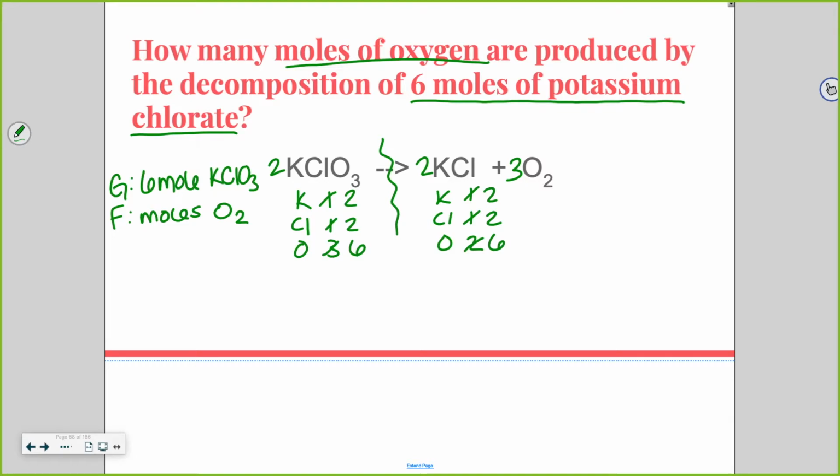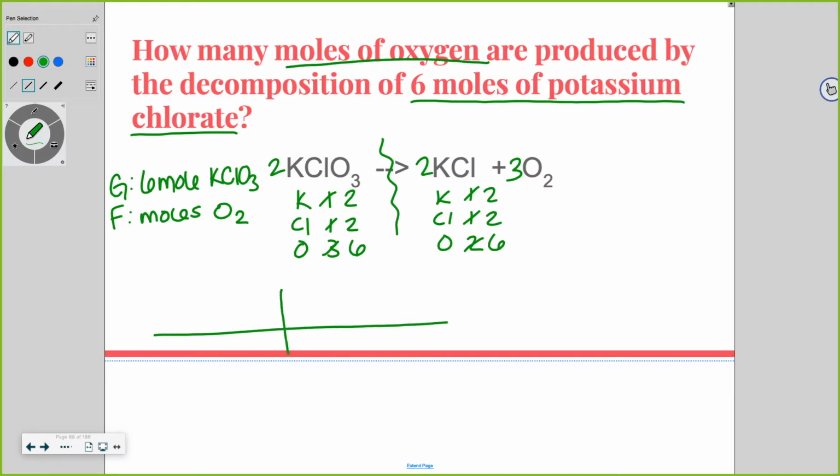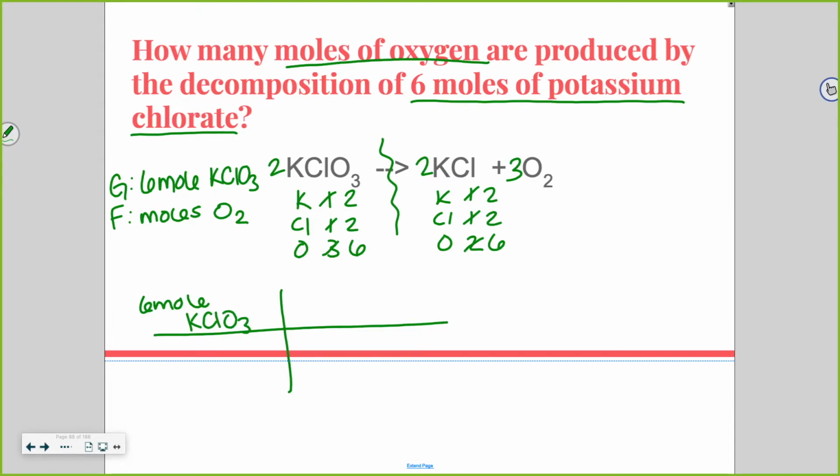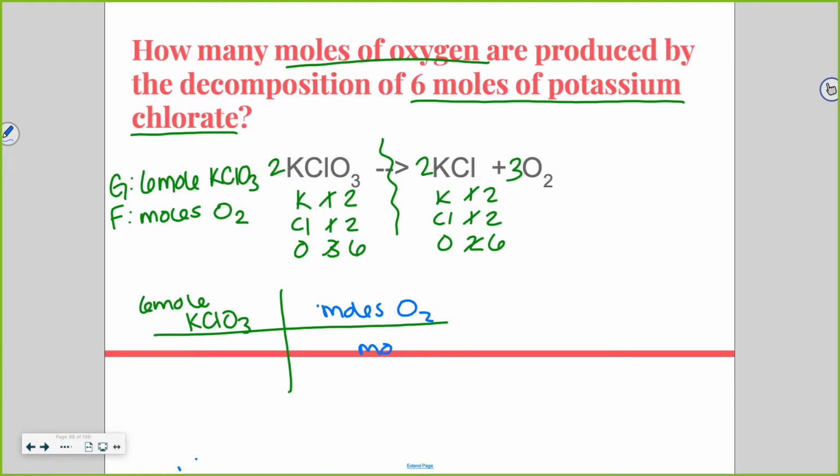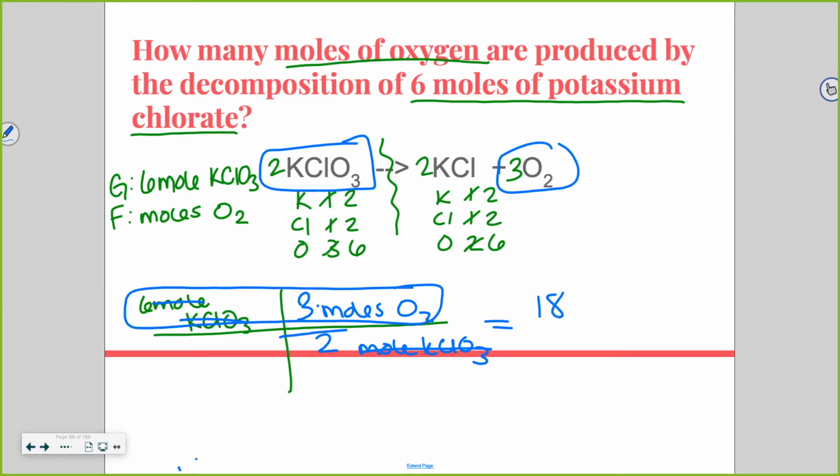Now, using those coefficients, I can plug everything into my table. So, 6 moles of KClO3. And what do I want to find? Moles of O2. Remember, whatever goes up must come down, so on the bottom I need moles of KClO3 so that will cancel. What is my coefficient for O2? 3. And my coefficient for KClO3? 2. So I have 6 times 3 at the top, which equals 18, divided by 2 on the bottom. 18 divided by 2, I have 9 moles of, what is my unit left? Moles of O2.